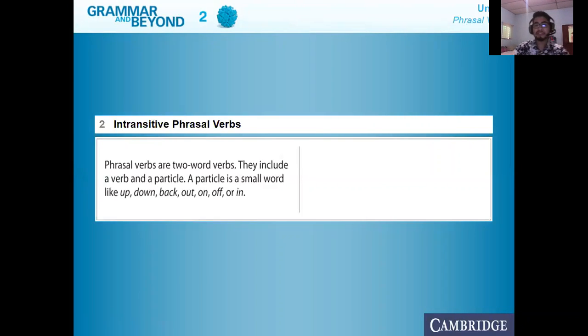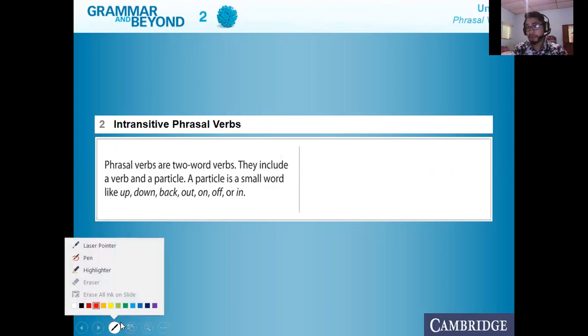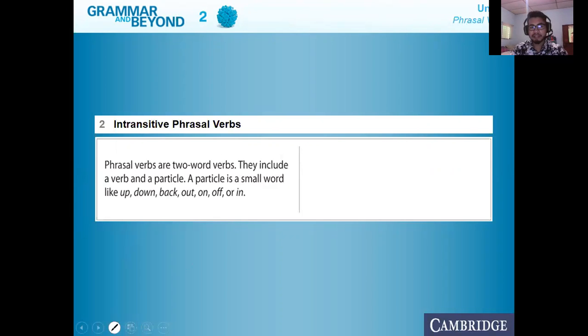Really simple, in just a few words, it says that phrasal verbs are two-word verbs that include a verb and a particle. In this case, a particle is a small word like up, down, back, off, or in. Let me simplify this. A phrasal verb is just any verb that you want, plus not a particle, but a preposition. What's a preposition?